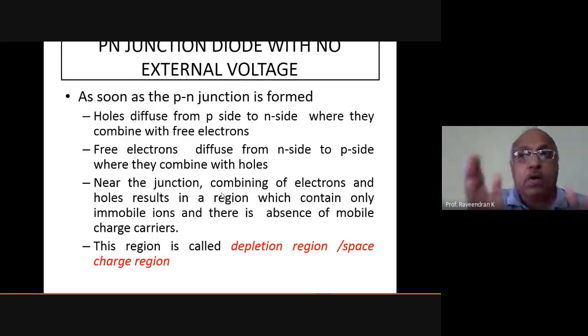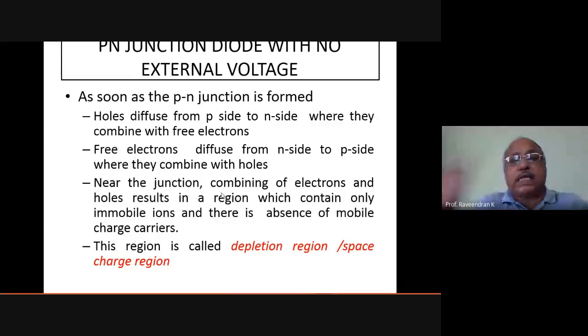Do you know what the space charge region is? When the PN junction is formed, we didn't give any external voltage or any electrical field to the system. We didn't give anything. When a PN junction is formed, that means when a P material is joined with an N-type material in order to form a PN junction in between, what happens as soon as the junction is formed?